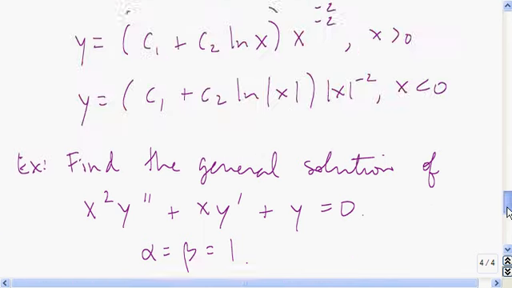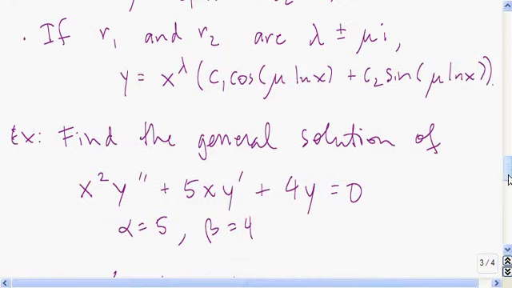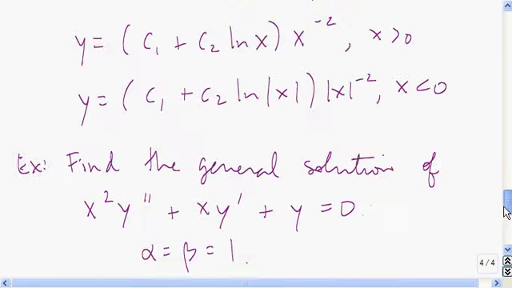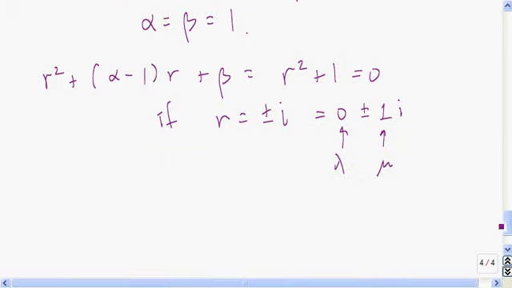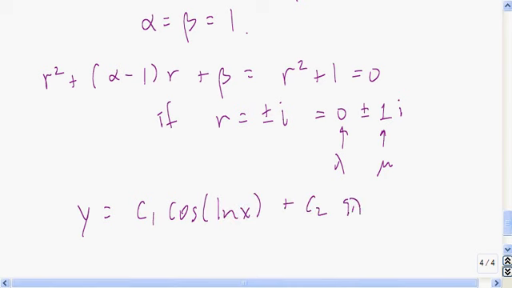So if lambda is 0 and mu is 1, then this is going to be x to the 0, which is 1, and then cosine of natural log of x, sine of natural log of x. So we get y equals c1 cosine natural log of x plus c2 sine natural log of x, where x is bigger than 0. Those are the three different types of solutions for the Euler equations.